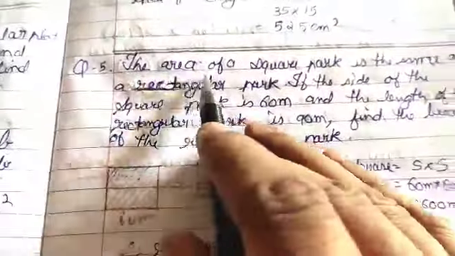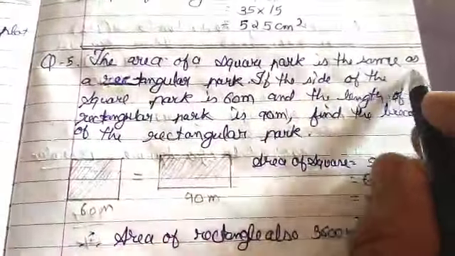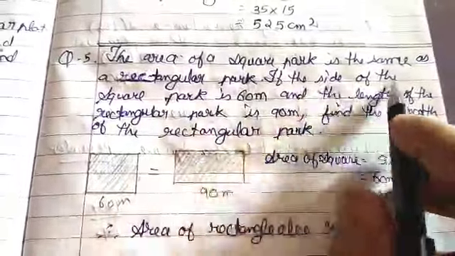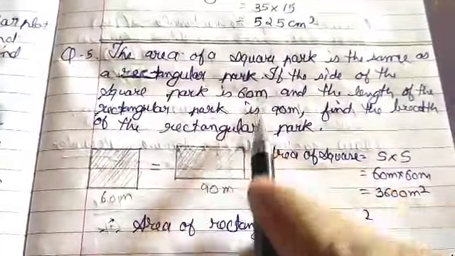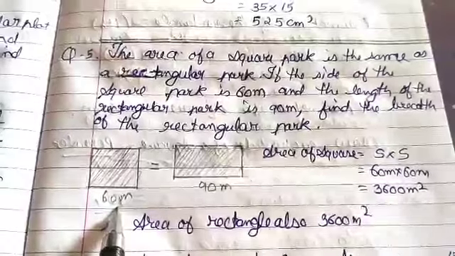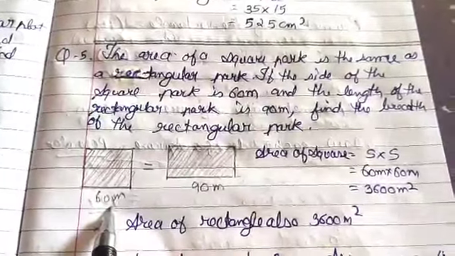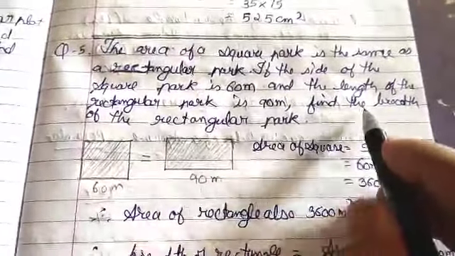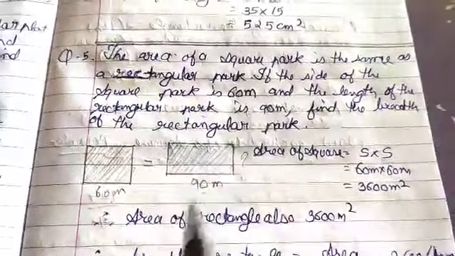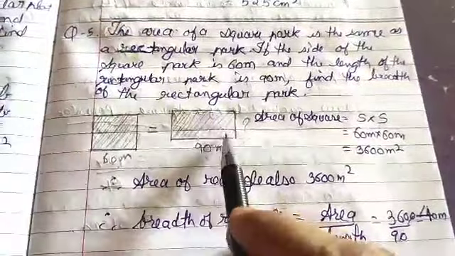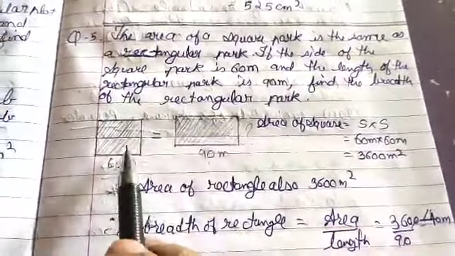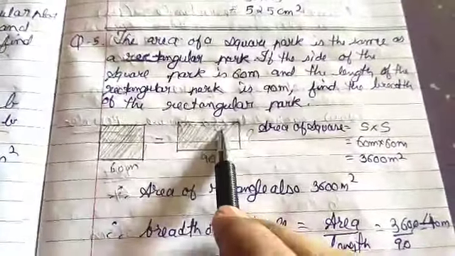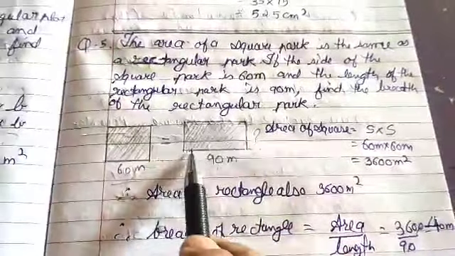Question number 5. The area of a square park is the same as the rectangular park. If the side of the square park is 60 meter, and the length of the rectangular park is 90 meter, find the breadth of the rectangular park. Now here, dear student, what is given? We need to find the breadth of the rectangular park, where the area of the square park and the rectangular park are both the same. Now here only one hint is there.